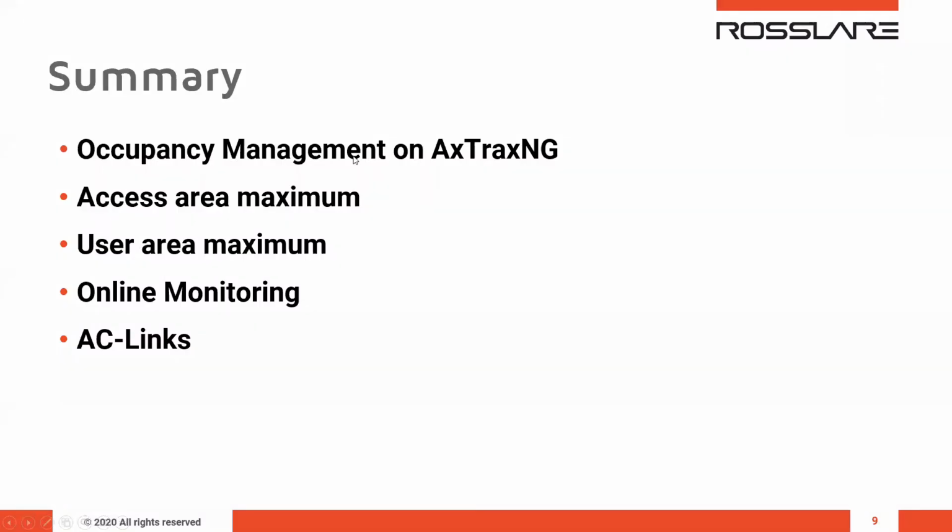Let's summarize what we have done today. So first of all, I showed you and explained about occupancy management on AxTraxNG, including the limitations, including what can be done. I explained about the access area maximum that we can limit per maximum and what are the limitations of access area per maximum. User area maximum, online monitoring and online configuration. We can change the counter, we can change the limitation online without editing the groups. And of course we can create AC links, and the AC link can create a pop-up or can activate an output.